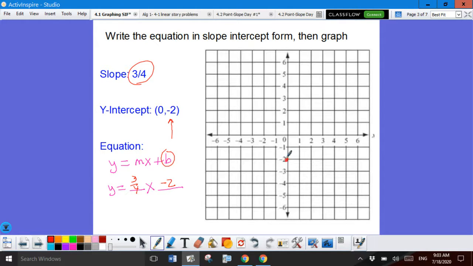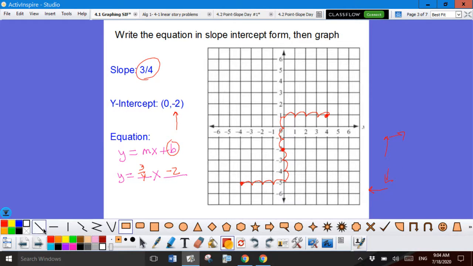So -2 is here. And then 3/4, I'm going to go up 3, 1, 2, 3, 1, 2, 3, 4. And I can do the opposite. If I'm supposed to go up and to the right, the opposite would be down and to the left. So 1, 2, 3, 1, 2, 3, 4. And my line is running right along here, okay?